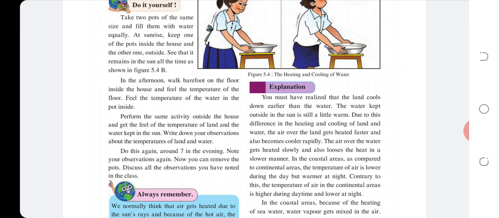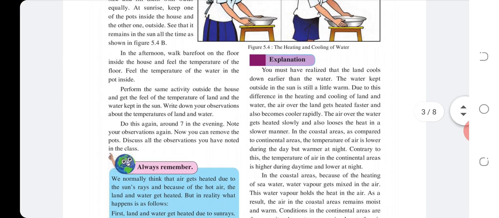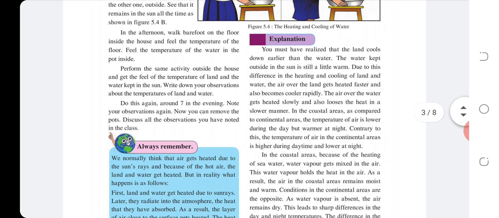Around 7 in the evening, note your observation again. Now you can remove the pots. Discuss all the observations you have noted in the class.